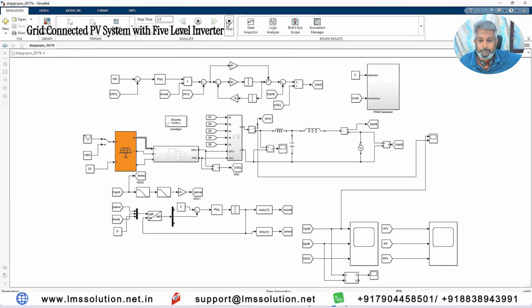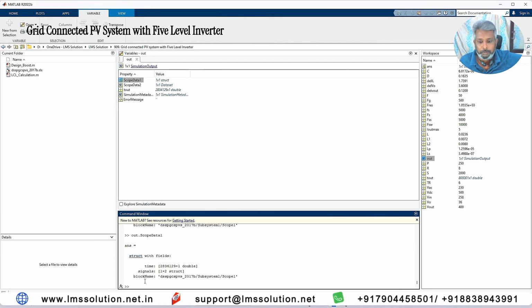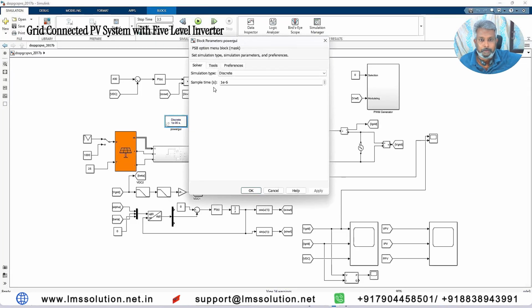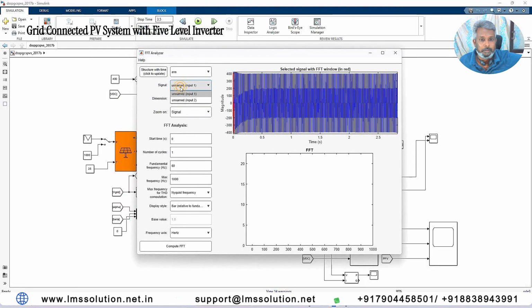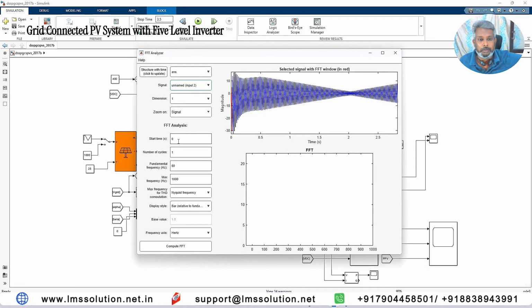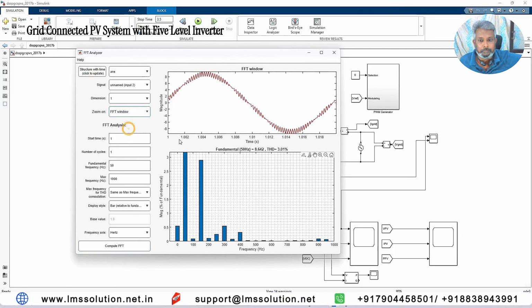Next we need to check the THD. To check the THD, go to out, take scope data 1 and enter. Next come here, click tools and click FFT analysis, then select the second input. Here set the type to 1 second and 50 Hz, the maximum frequency same as the maximum, and compute FFT. Here you see we are getting almost 3.01% for the grid current. The THD is also within the IEEE power quality standard.